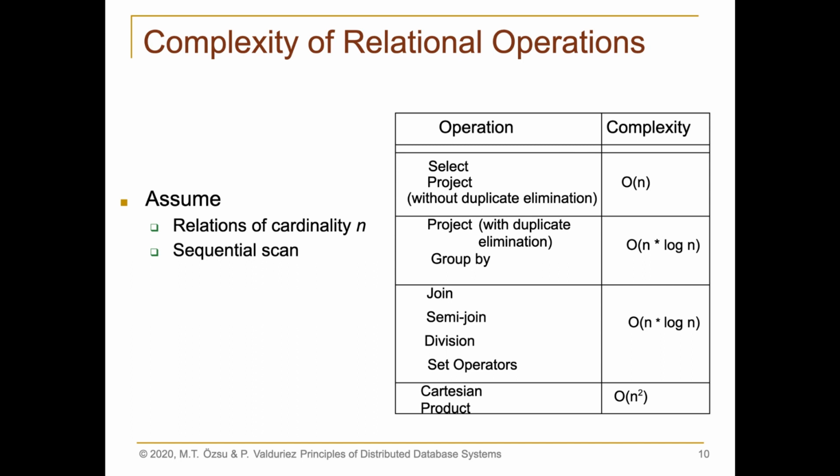For join, semi-join, division, and other set operators, the time complexity, assuming cardinality n of relation and sequential scan, is big O of n log n. In our previous slide, we discussed the expensiveness of the Cartesian product. The time complexity of the Cartesian product is O of n squared, so it's more quadratic.